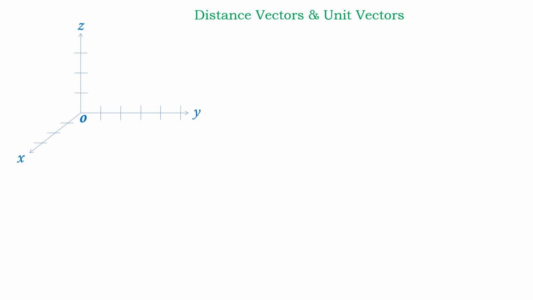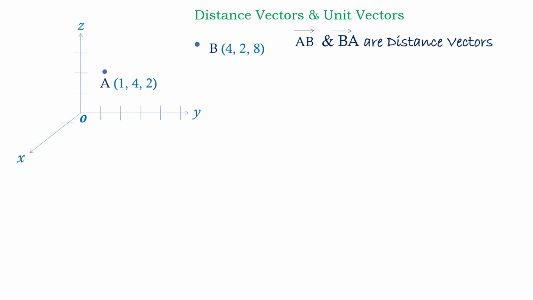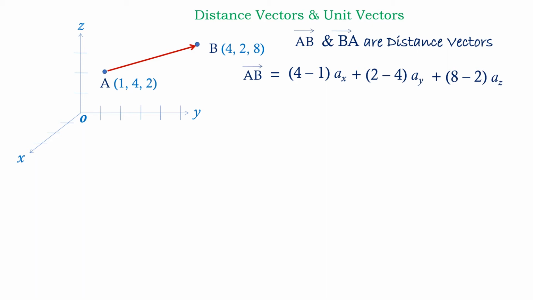We will learn how to write the distance vectors and unit vectors. Let there be a point A and point B. The coordinates are given. AB bar and BA bar are the distance vectors. This is A to B. AB bar is given by 4 minus 1 ax, 2 minus 4 ay, plus 8 minus 2 az. This will come as 3ax minus 2ay plus 6az.